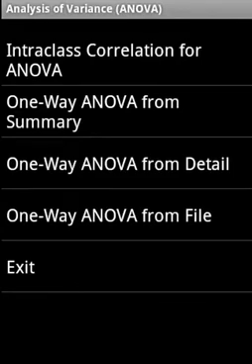Analysis of variance, or ANOVA. This covers four items. Number one, intraclass correlation for ANOVA, one-way ANOVA from summary, one-way ANOVA from detail, and one-way ANOVA from file.